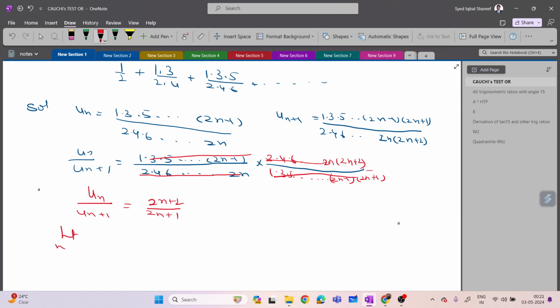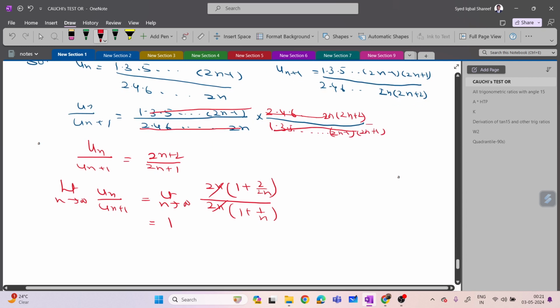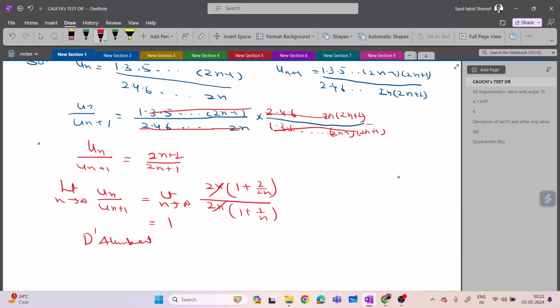Now apply the limit n tends to infinity un by un plus 1. So limit n tends to infinity. If you take 2n common, 1 plus 2 by 2n, over 1 plus 1 by 2n. The 2n cancels. Now as n tends to infinity, 1 by n tends to 0, so the limit is 1. What is the meaning of 1? D'Alembert test fails if the value of the limit L equal to 1.